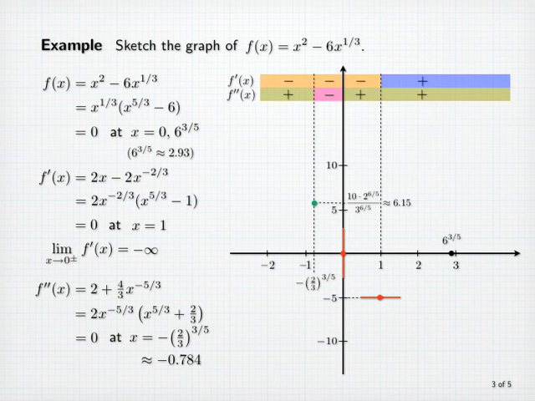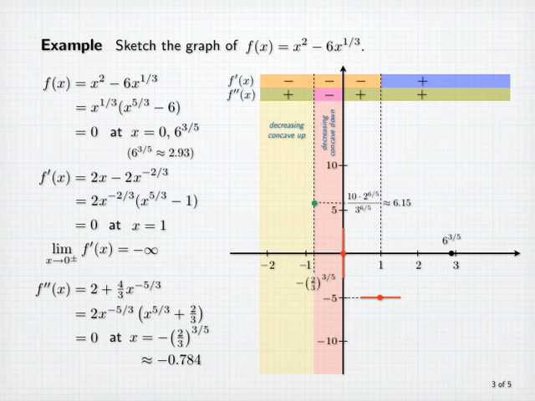So now we can see that if x is less than minus 2/3 to the 3/5 power, f prime of x is negative and f double prime of x is positive, and so the function is decreasing and the graph is concave up. Between minus 2/3 to the 3/5 power and 0, f prime of x is negative while f double prime of x is also negative, and so the function is still decreasing and the graph has switched to being concave down.